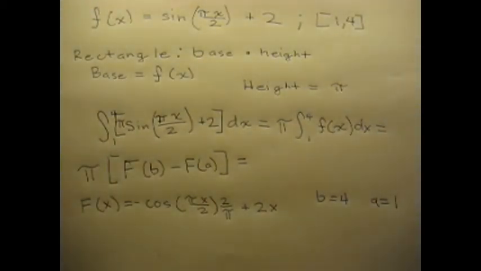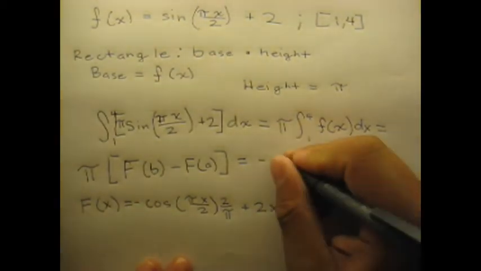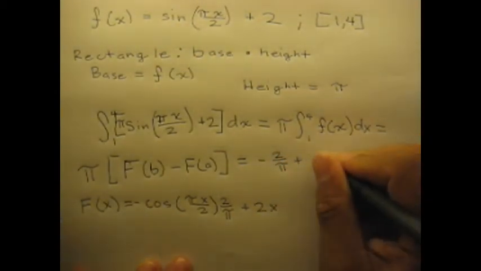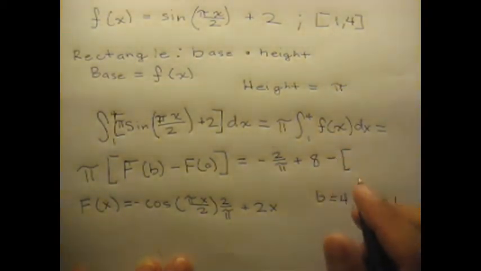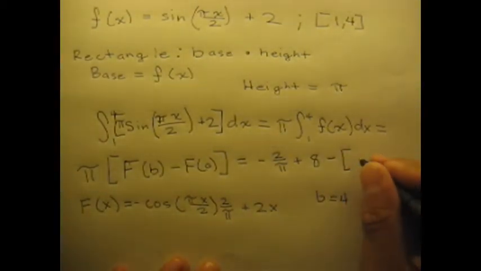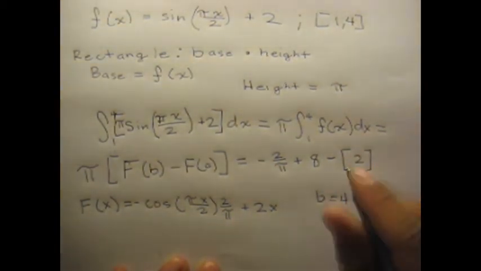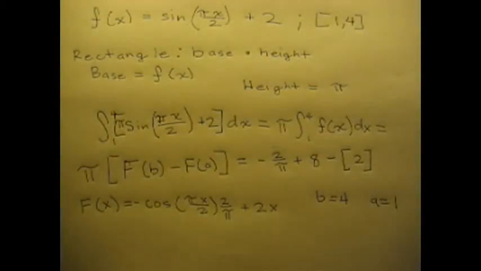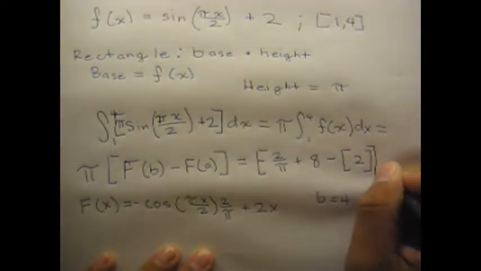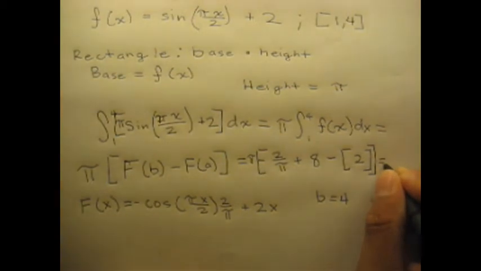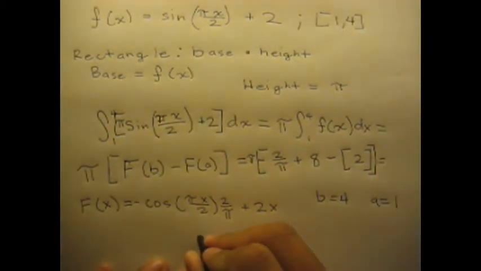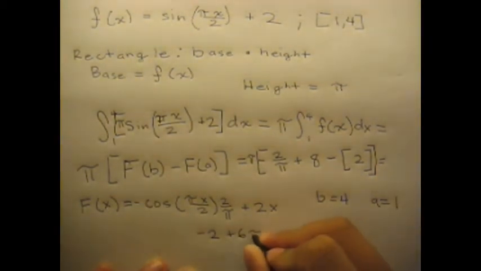Now, after the fundamental theorem of calculus, we'll be getting pi times negative 2 over pi plus 8 minus 2. We then distribute the pi, and we are left with negative 2 plus 6 pi.